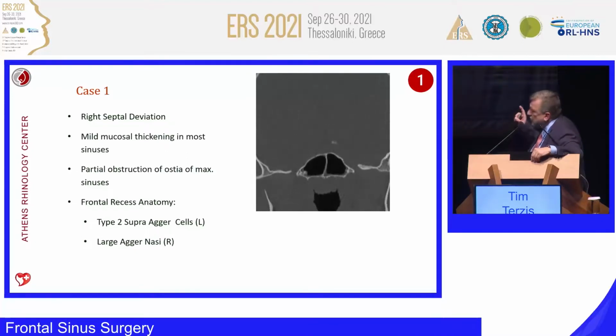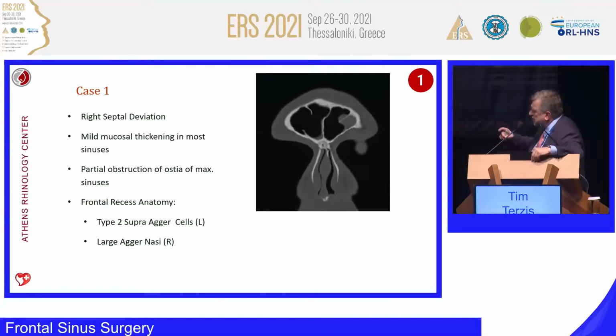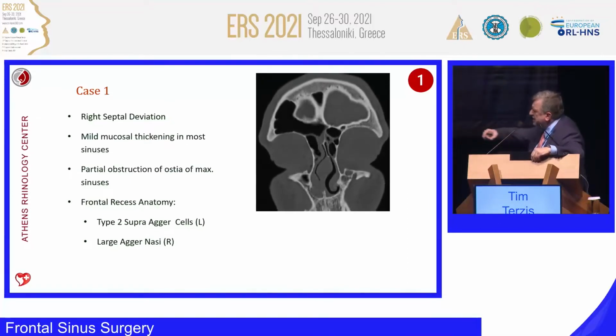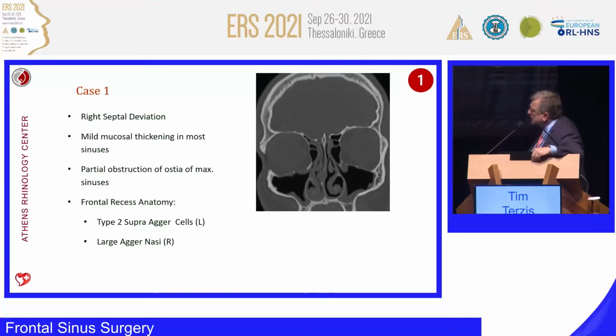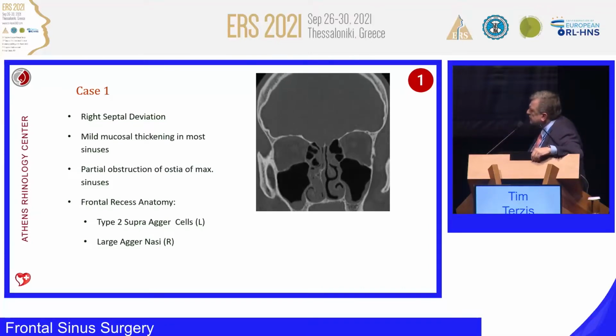Well, the extension of the spur is quite large, actually. It's not just a little spur. The length is not a problem. You can do it very nicely endoscopically.